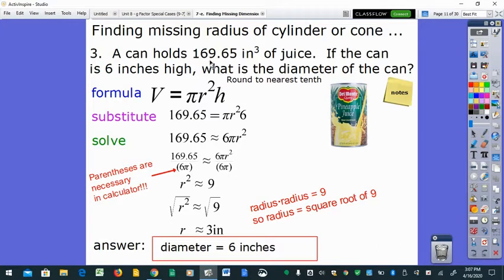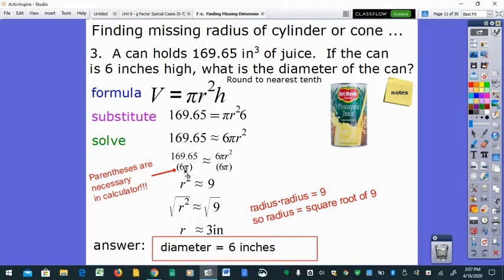I'm going to go back to my problem, remembering that the 169.65 is the volume, so it's going to take the V spot. And the 6 is going to take the H spot. And we are looking for the radius, which will eventually give us the diameter in the end. Again, commutative property of multiplication, I can change the order, and 6 times pi can come out to the front. I am going to divide both sides by that product.